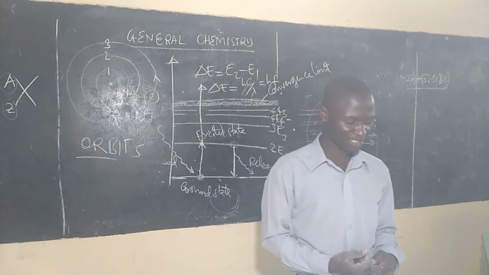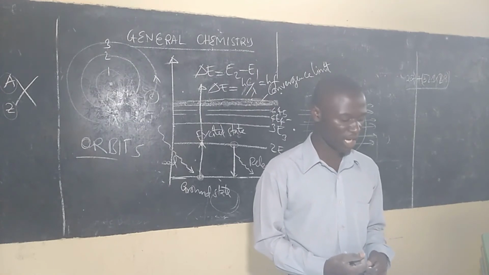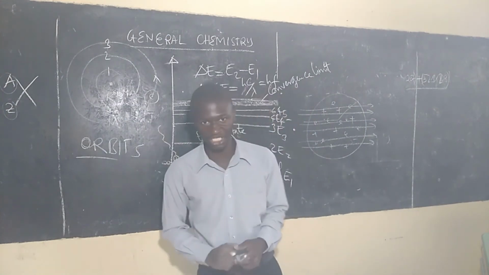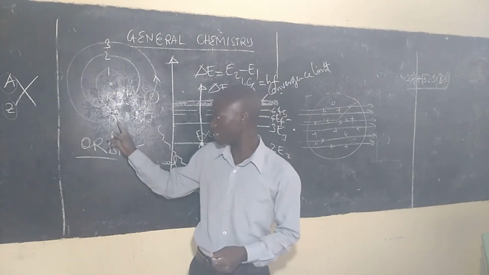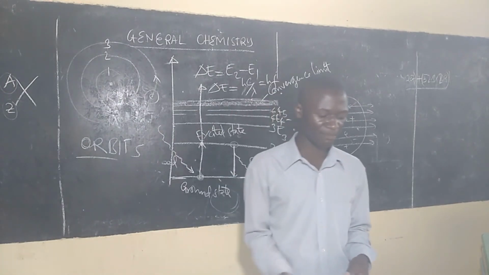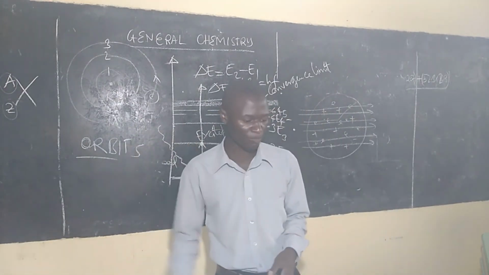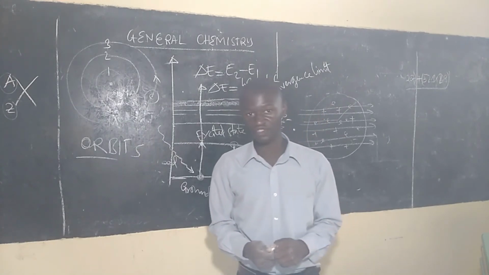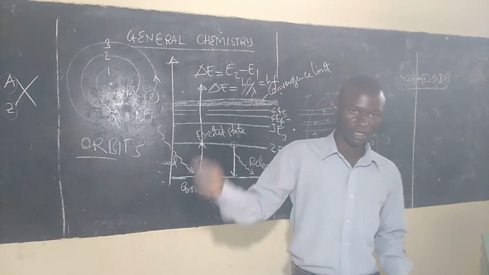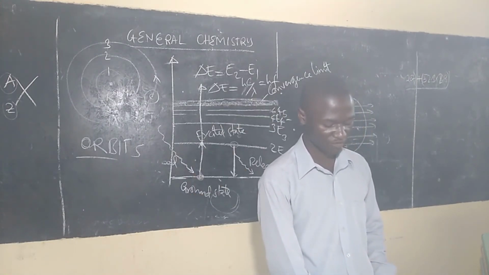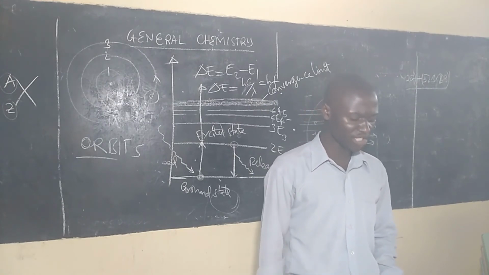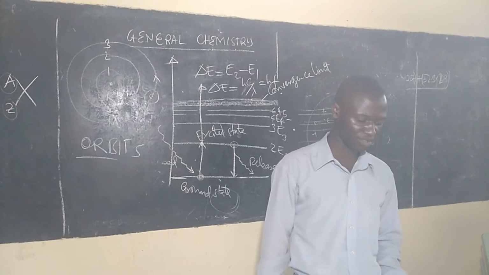So the orbits are associated with definite energy and they are called energy shells or energy levels. Kwa hiyo orbits zinaitwa energy levels. Kwa nini? Kwa sababu energy hapa na hapa na hapa ni tofauti. So that's why they are called energy levels. These are numbered as 1, 2, 3, 4 from the nucleus. Or alternatively, they are given letters K, L, M, N, and from there tunacontinue na alphabet kama kawaida. Kwa hiyo hizo ndizo assumptions of the Bohr atomic theory.